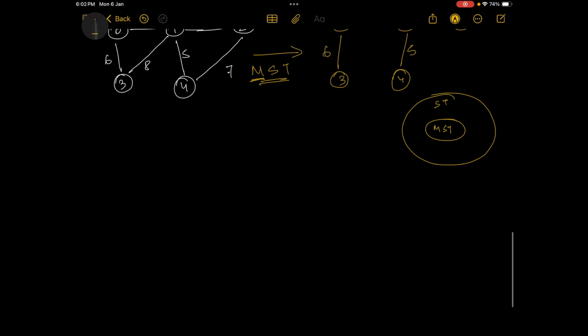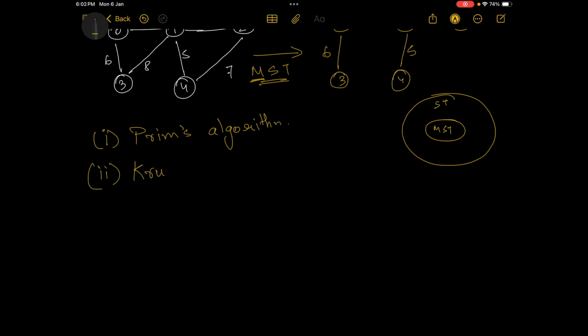So, there are a few algorithms from which we can figure out the minimum spanning tree. The first one is the Prim's algorithm. And the second one is the Kruskal's algorithm.